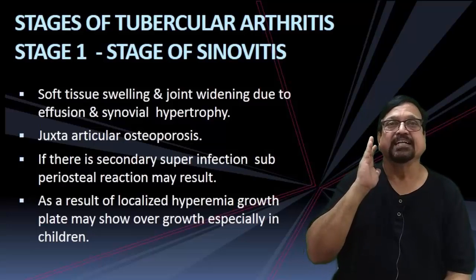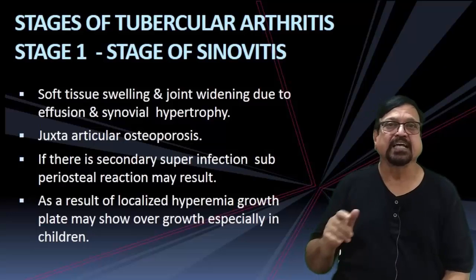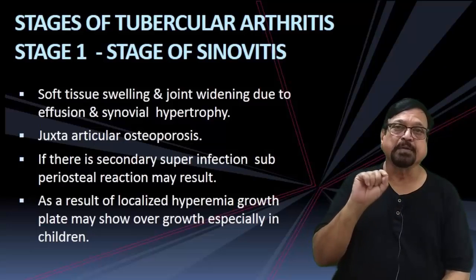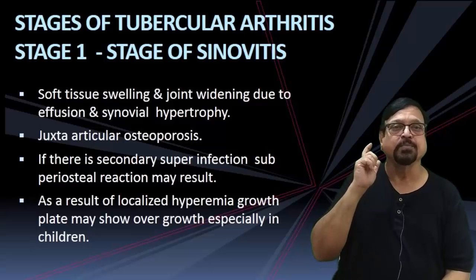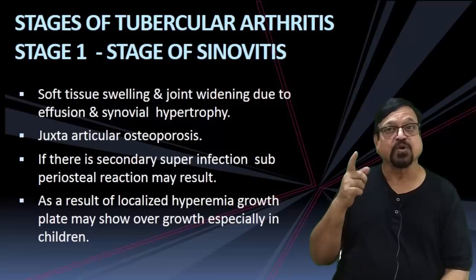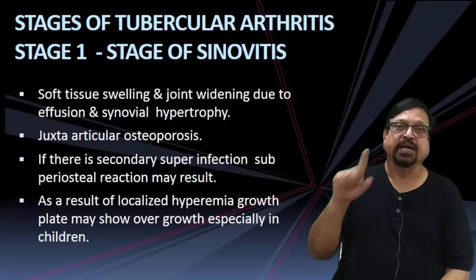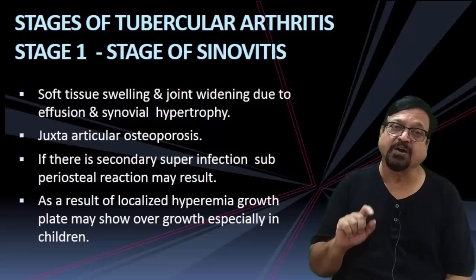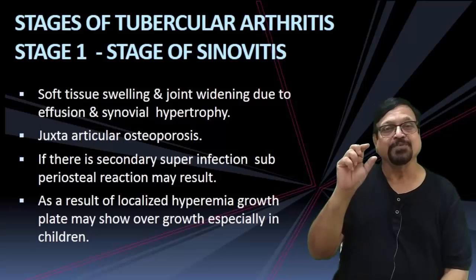Stage 1 is a stage of synovitis. What happens in synovitis? Soft tissue swelling. Because the synovial membrane is involved, because the cartilage is involved, it will start secreting fluid. So there will be an increase in joint fluid, joint swelling, then joint widening because of the joint fluid, and due to effusion there is joint widening, and synovial hypertrophy will be there. But this synovial hypertrophy will not be appreciated on X-ray directly, but indirectly as widening of joint space.